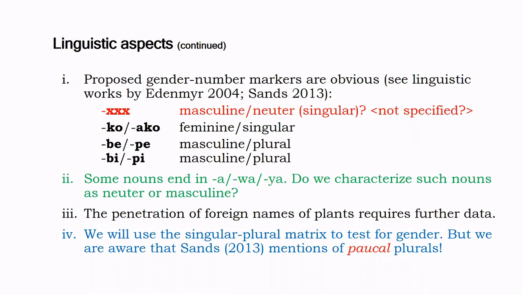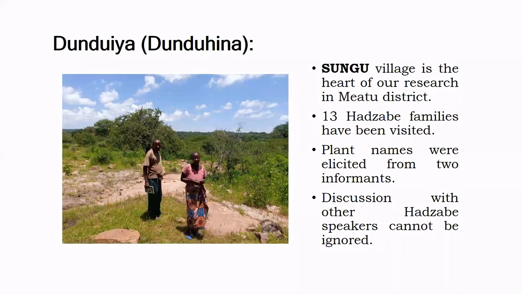But can't we establish a pattern of the masculine? That is what I'm trying to suggest, and we are aware that the matrix of the plural marking is not so straightforward. It's not singular and plural per se, as Bonsans had articulated. And since I'm having less time than my 30 minutes plan, I want to share a few of our data, since this is an ongoing research, and our data comes from Dunduia.